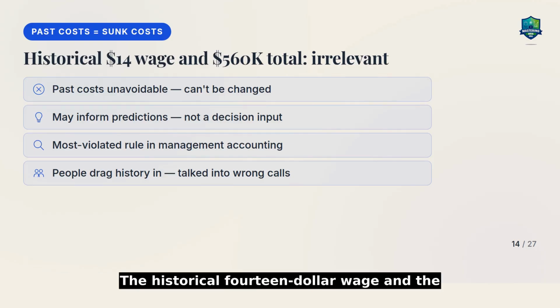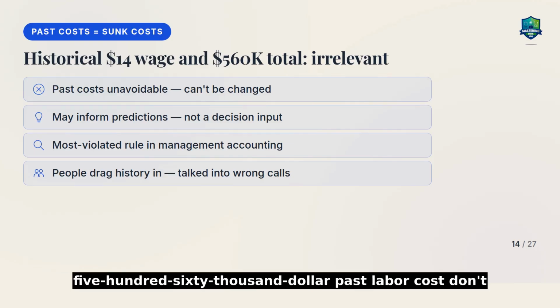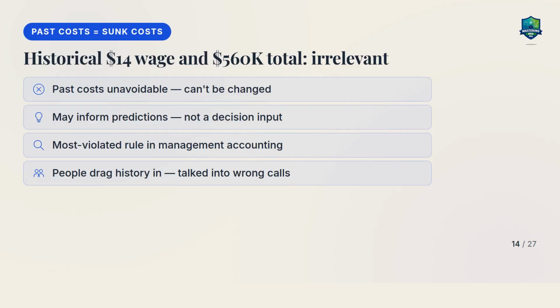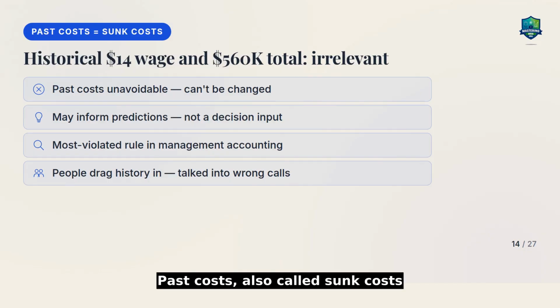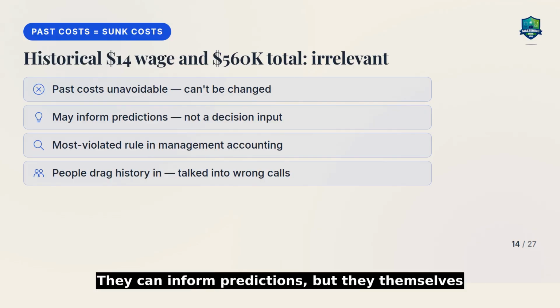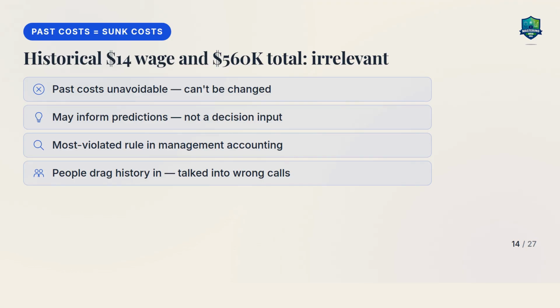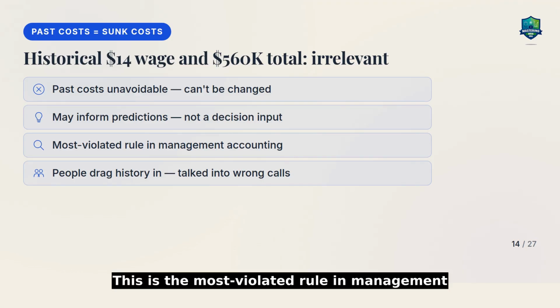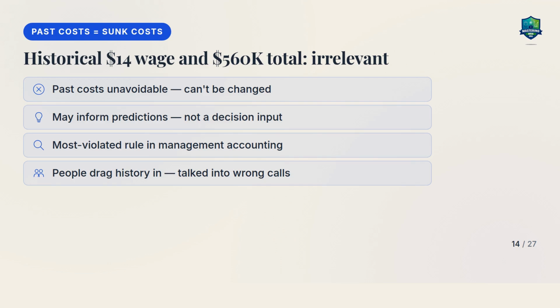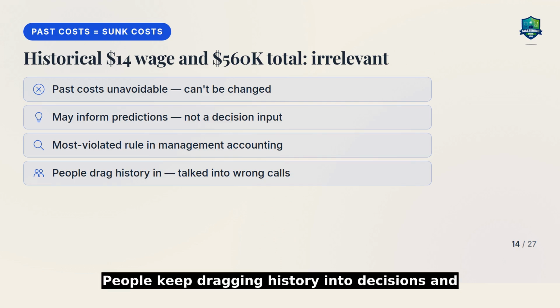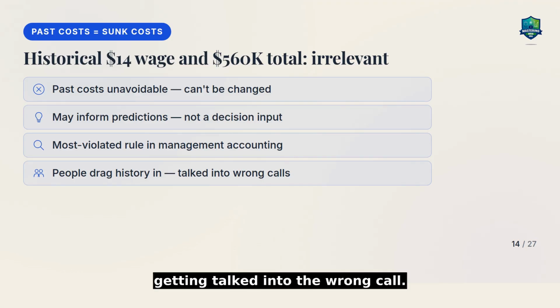The historical $14 wage and the $560,000 past labor cost don't appear in either view. Past costs, also called sunk costs, are unavoidable, can't be changed by any future action. They can inform predictions, but they themselves are irrelevant. This is the most violated rule in management accounting practice. People keep dragging history into decisions and getting talked into the wrong call.